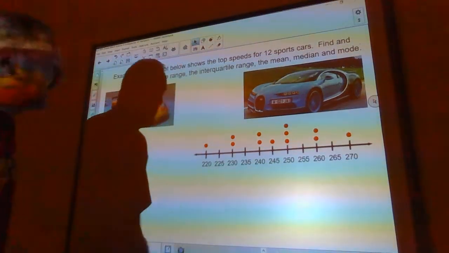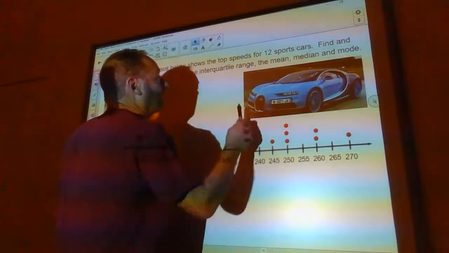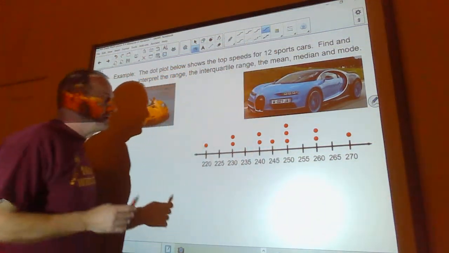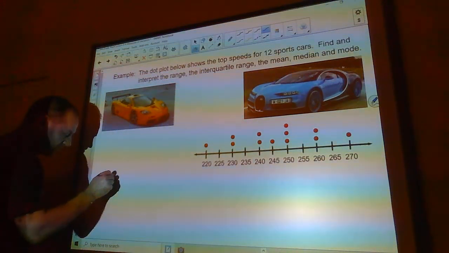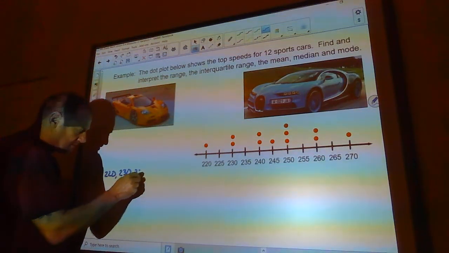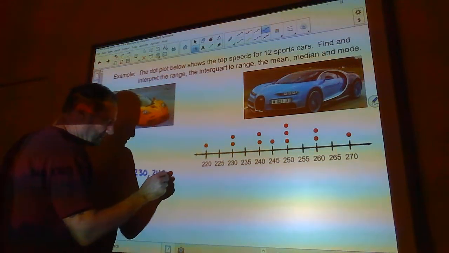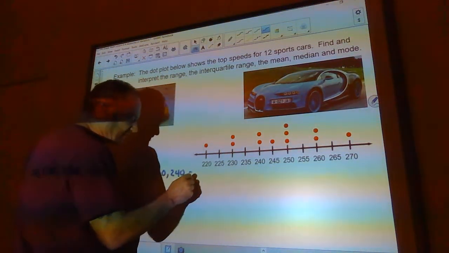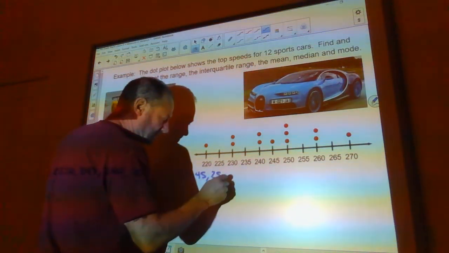So here's what I'm going to do: I'm going to write out all these numbers so that I can look at them better. My smallest one is going to be 220. I've got two 230s. I've got two 240s. I've got a 245. I've got three 250s.